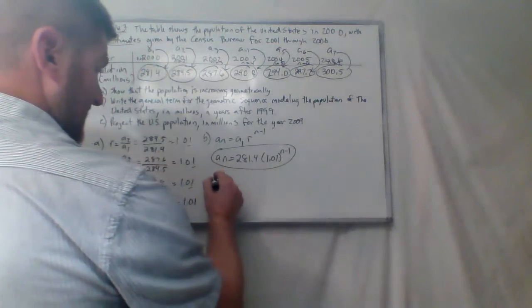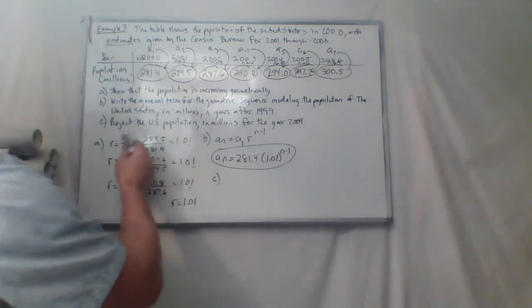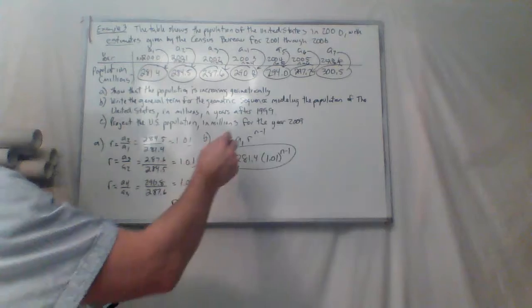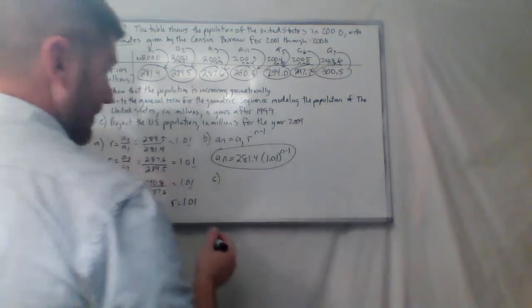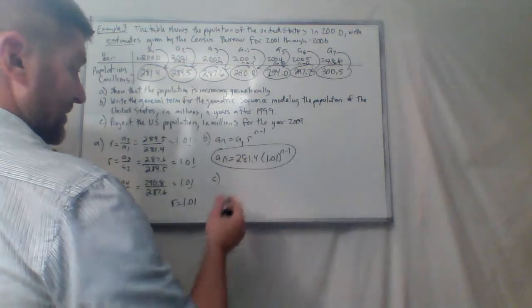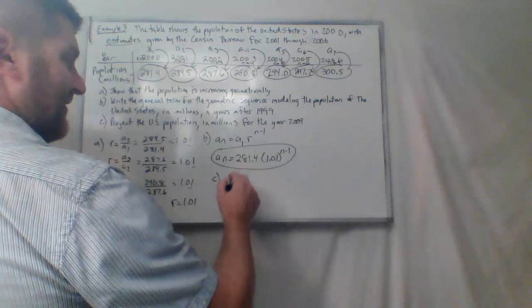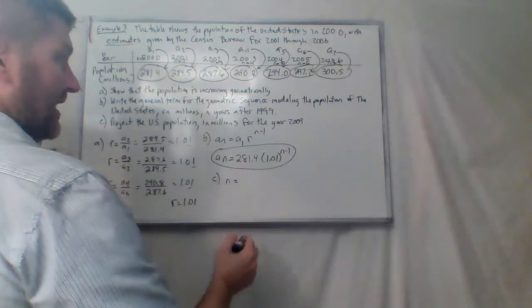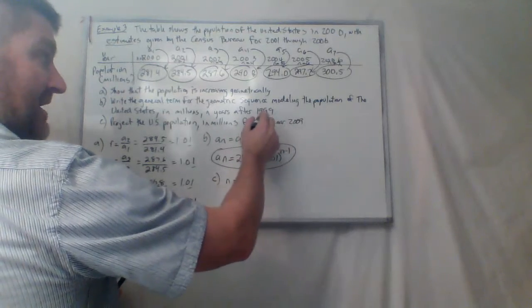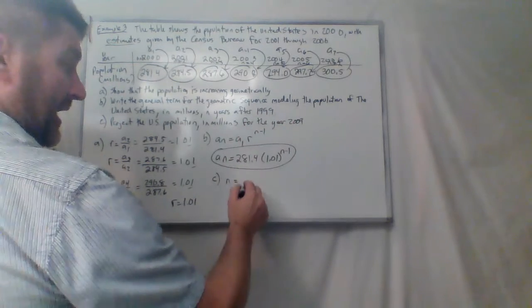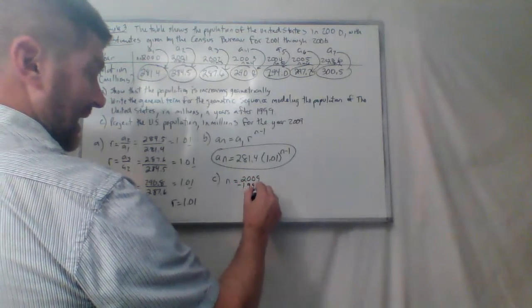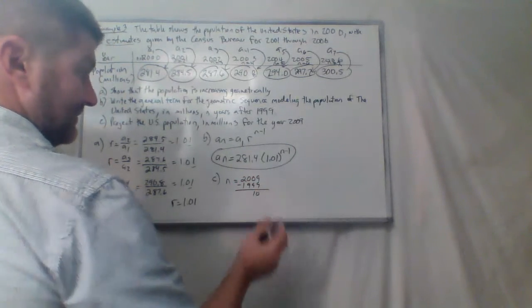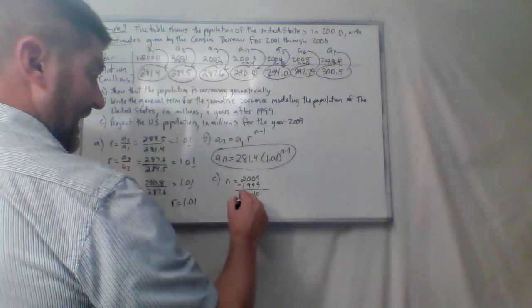So in C, it says, what's the projected U.S. population in millions for the year 2009? All right, well, 2009. So let's see. What is the value of n in 2009? So n is that many years after 1999. So if I went 2009 minus 1999, I would get 10. All right. So n is 10 here.